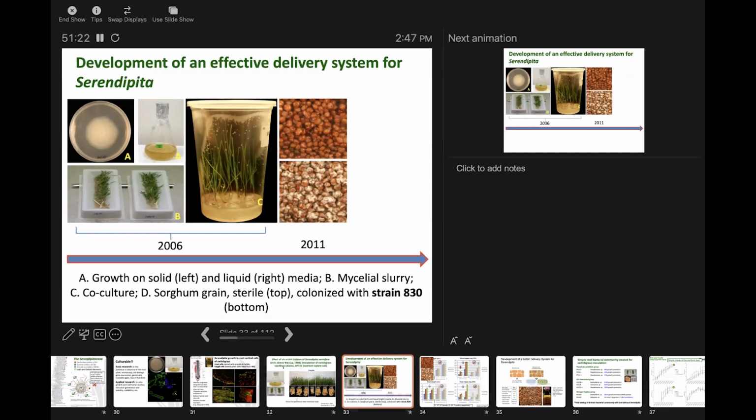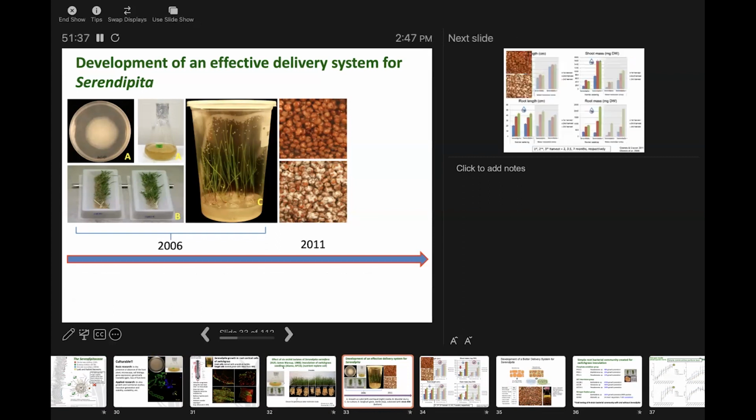We also took sorghum grain and we sterilized it in an autoclave and we mixed in some of our liquid culture in there, shook it up and grew it for a couple of months. And you could actually see the fungus growing throughout the sorghum. So that became our secondary type of inoculation.